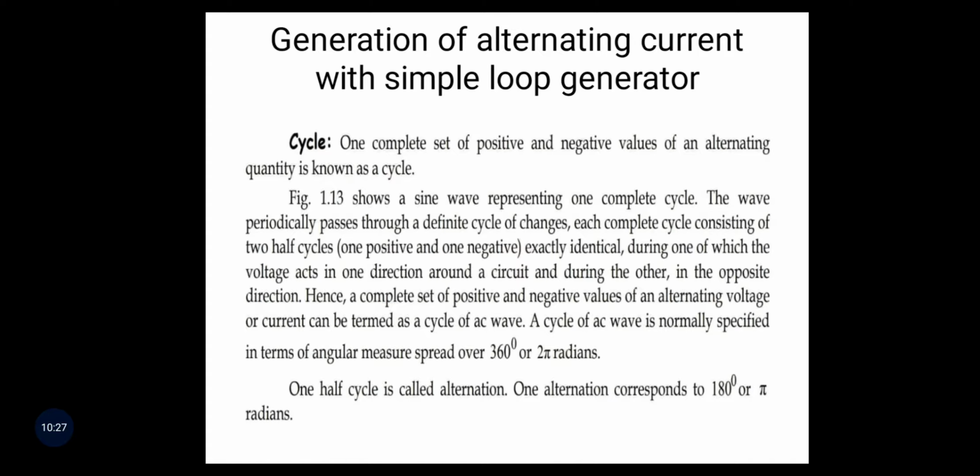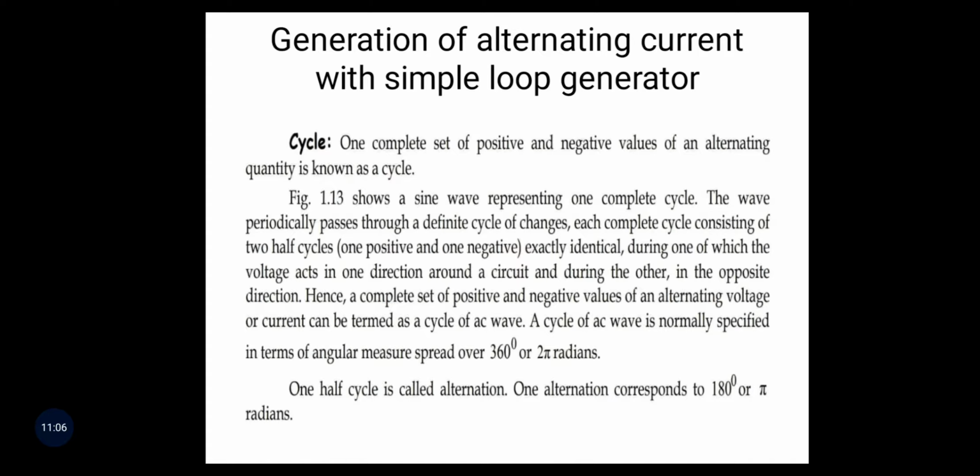Next, we are discussing what is meant by cycle. One complete set of positive and negative values of an alternating quantity is known as a cycle. So it has the positive amplitude and negative amplitude. A complete set of positive and negative values is called one cycle.